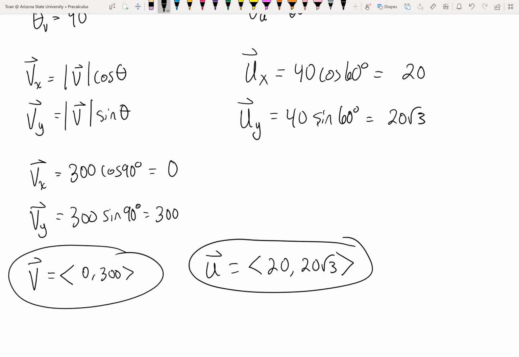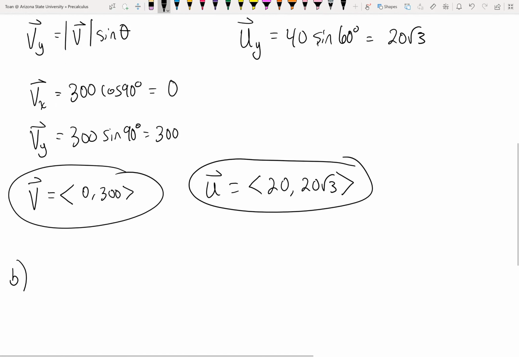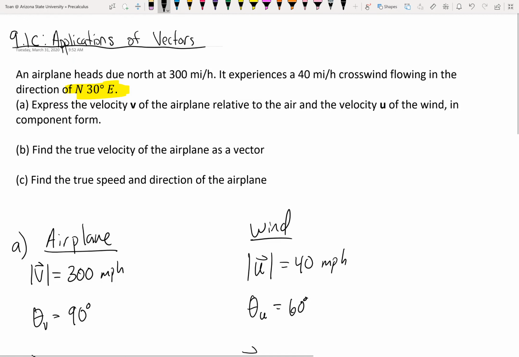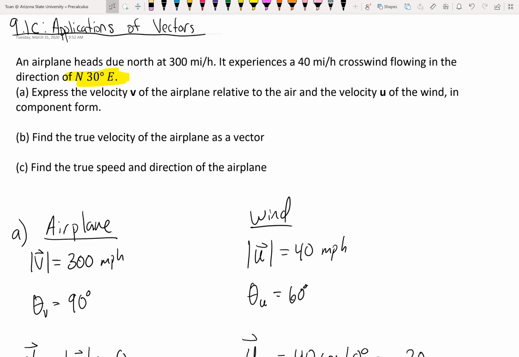So that's part A. Hopefully you have the original problem written on your page. I shouldn't draw a line, because it's part of the same problem, and I'm going to be scrolling up and down here. So it says, find the true velocity of the airplane.